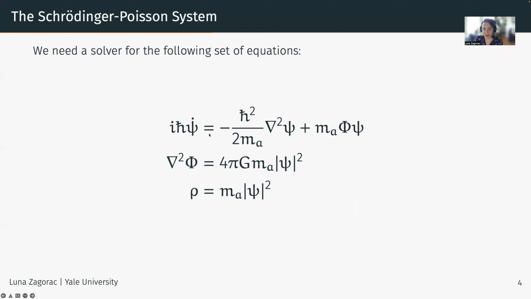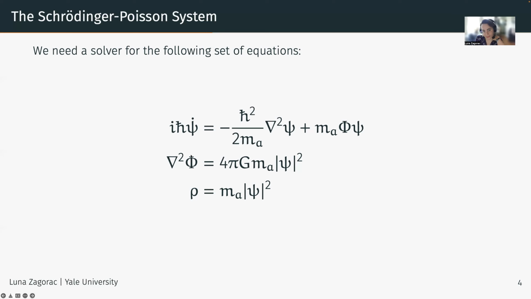So on the left, we have the time derivative of psi, and on the right, we have two terms, one of which depends on the Laplacian of psi, and one of which depends on psi times this parameter called phi. Phi here is the gravitational potential of the dark matter, because remember, it has mass, it just doesn't know about light. And how this gravitational potential evolves is shown in the second equation here, called the Poisson equation.